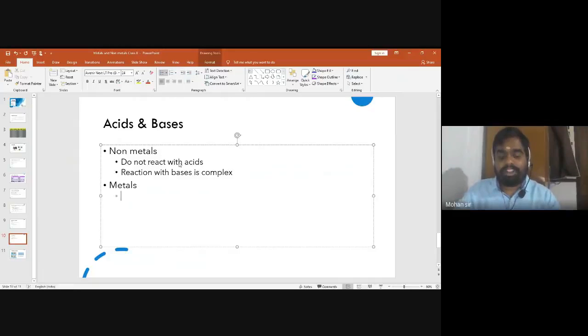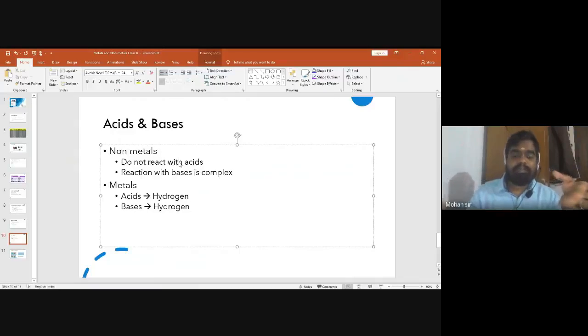Now, speaking about the metals, metals will react with acids. They will liberate hydrogen gas. Similarly, metals will react with bases also and liberate hydrogen gas. This hydrogen gas is the reason for the pop-up sound. When hydrogen gas is liberated in a test tube and I close the test tube mouth with my thumb, and bring a matchstick near the mouth, there is a pop-up sound because of the liberation of hydrogen gas.